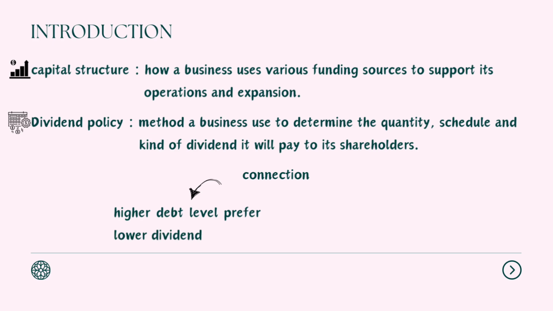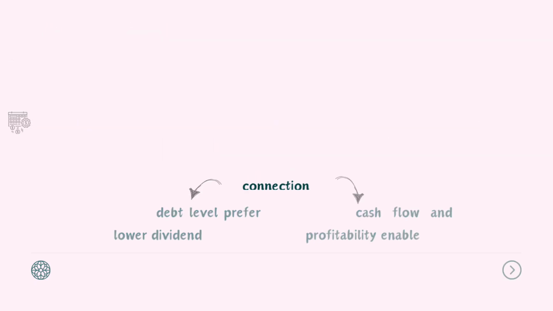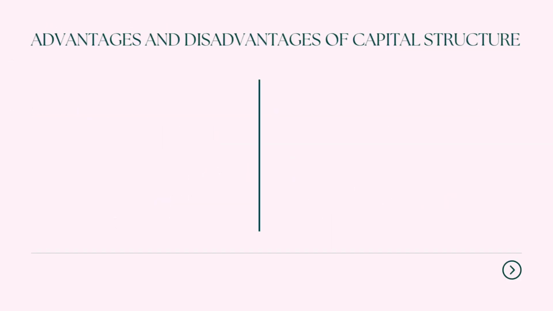The connection between dividend policy and capital structure is, first, lower dividend payments may be preferred by companies with higher debt levels in order to preserve cash for interest payments and debt servicing. Second, companies with strong cash flow and consistent profitability allow business to retain balanced leverage and choose to pay out larger dividends. Now we are going to talk about the advantages and disadvantages of capital structure.